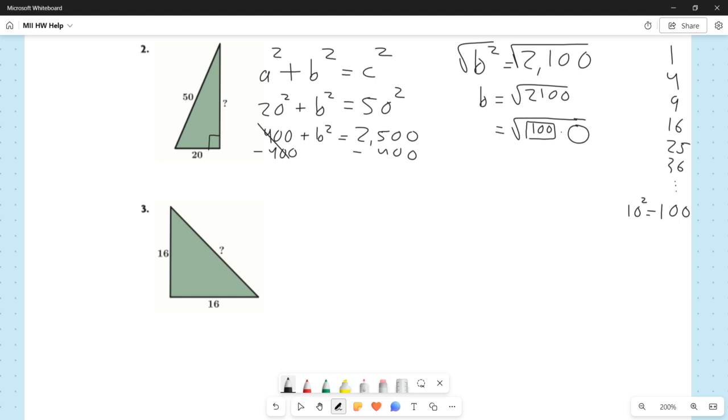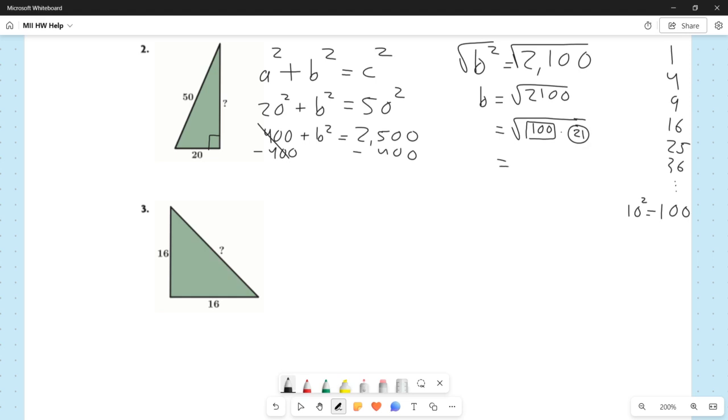Notice that there's other square numbers that go in. 4 would go in evenly, 25 would go in evenly, but 100 is the largest square number. And then the other factor that gives me 2100 here is, well, 21. So I've broken up 2100 into both 100 and 21.